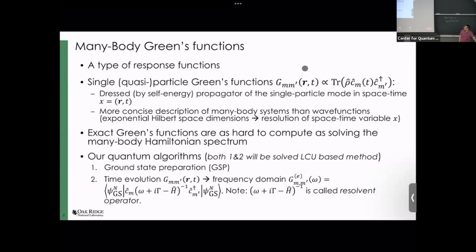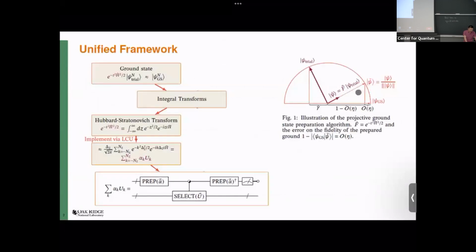There are two main tasks in computing the Green's function. The first one is the ground state preparation, and the second one is to time evolve the system to measure the state vector. Both tasks we complete with the linear combination of unitaries based method, which is based on fault-tolerant hardware. And here I will just show you the essence of the algorithm.